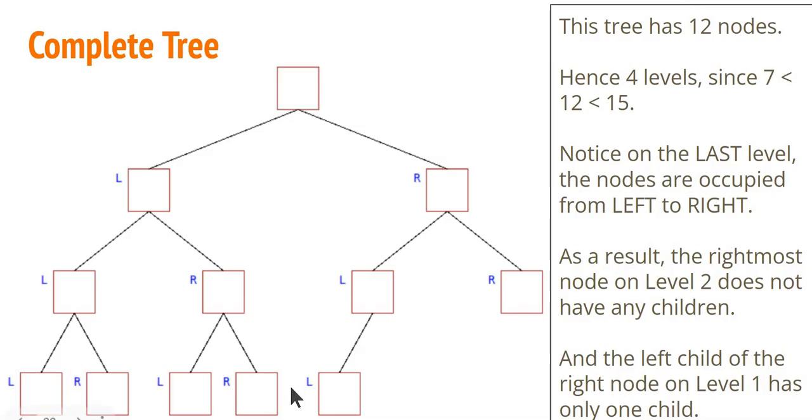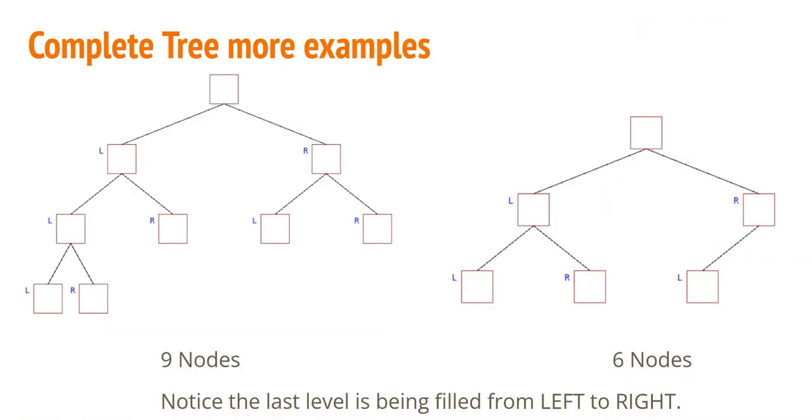So notice we are filling from left to right. And the last level hence looks more biased towards the left, right? Or more, let's say, occupied towards the left. And this is what is called a complete tree. Again, heaps are complete trees, and the rationale for all of this will become more clear as we go on. Let's take a look at some more examples.